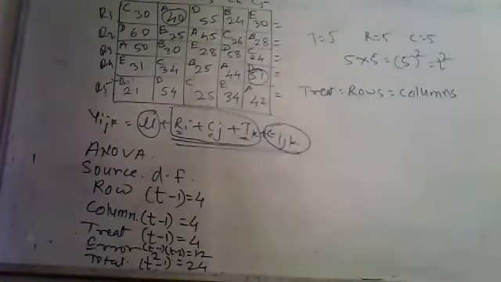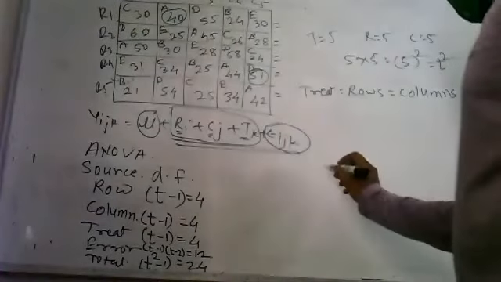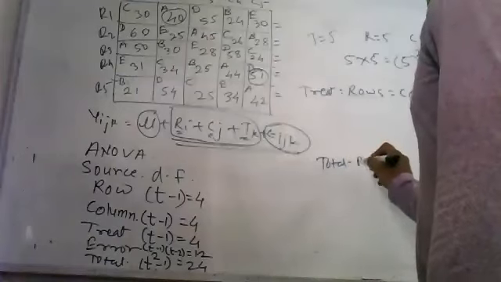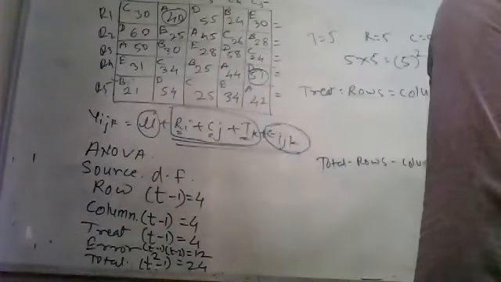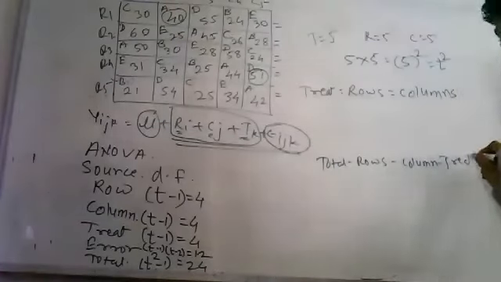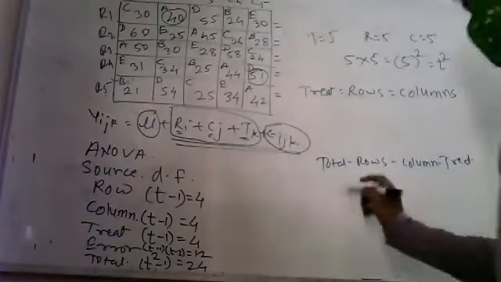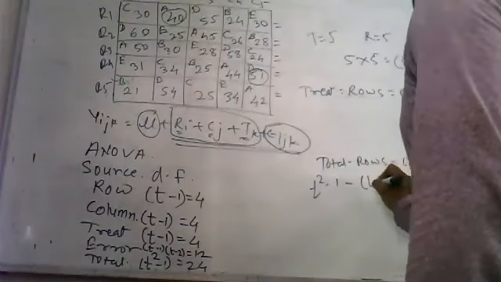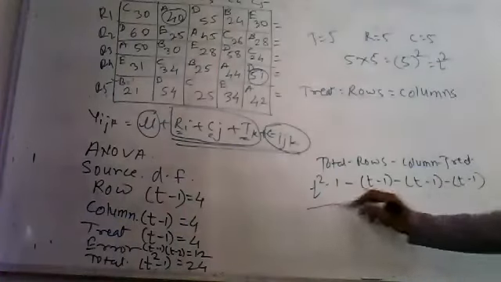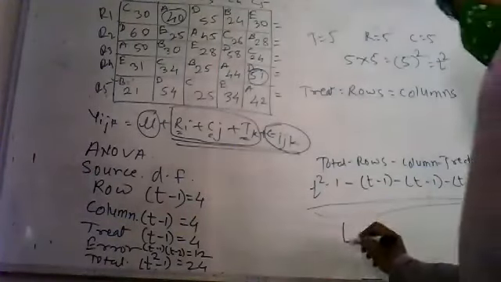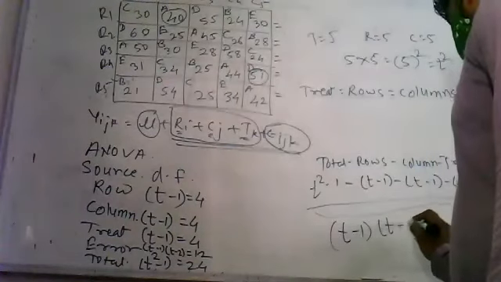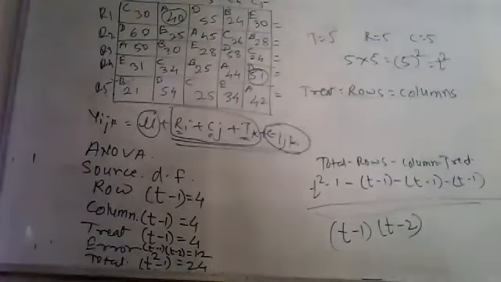For error, degrees of freedom is given by T minus 1 into T minus 2. If you solve this, total minus rows minus columns minus treatment, then you will get T minus 1, T square minus 1 minus T minus 1 minus T minus 1 minus T minus 1. If you solve this equation, you will get T minus 1 into T minus 2. This is the formula for error degree of freedom in LSD design.